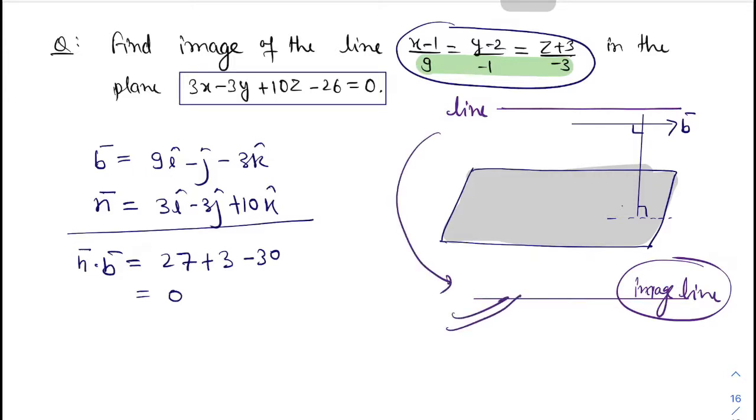So in order to write the equation of this image line, we will require two things. One is any point on the line and the other is the parallel vector. The parallel vector is already given. The parallel vector of the given line is also the parallel vector of our image line, because these two lines are parallel. So the only thing we need here is any point on the image line. For that we can consider any point on the given line and take the image of that point in our plane. That image will be on the image line.